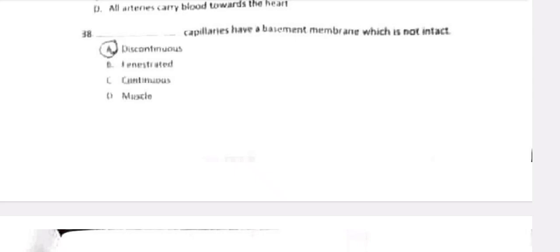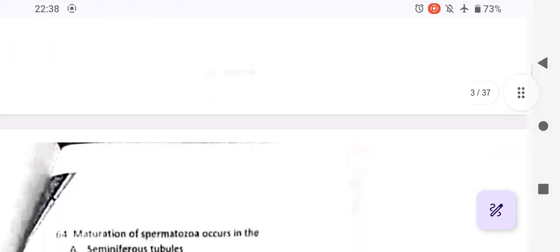Then it simply means that that becomes a discontinuous capillary, because the basement membrane is not intact. It's like there are gaps in between. But if the basement membrane was intact, and it only has small pores, we're going to refer to that as what? Fenestrated capillary. Okay, continuous, you find that the basement membrane is intact, it's continuous. Okay, so A here is the correct answer on question 38. Discontinuous capillaries have a basement membrane which is not intact.